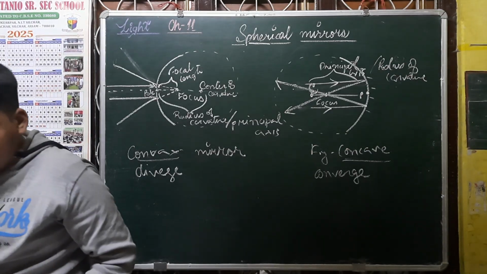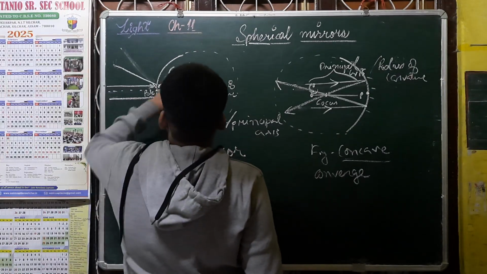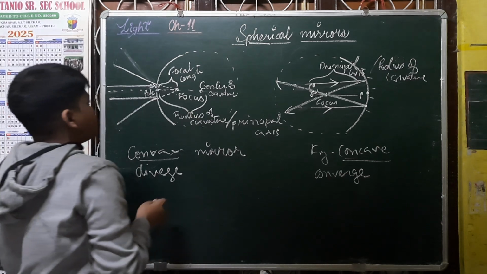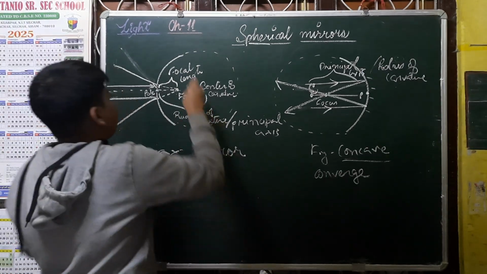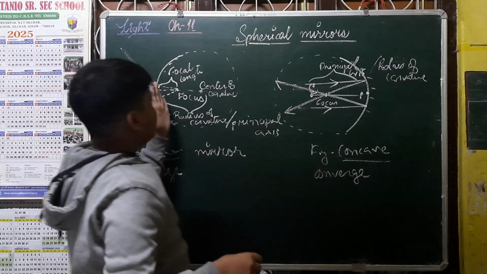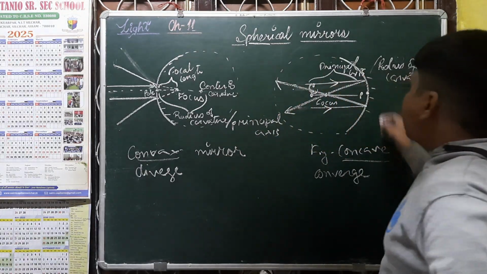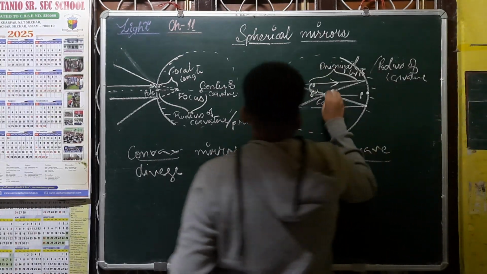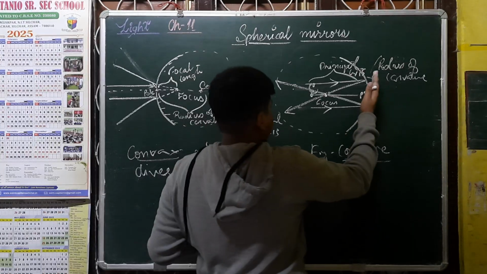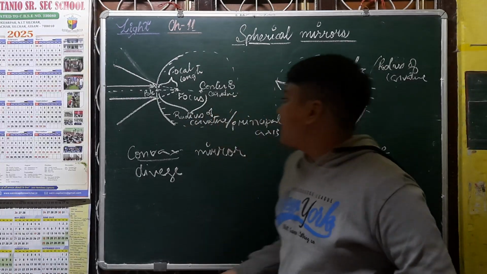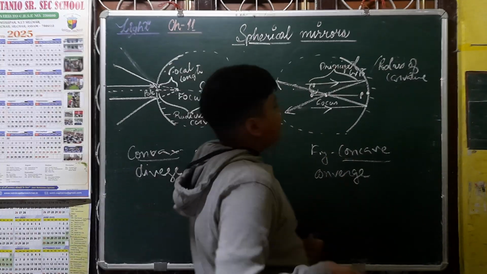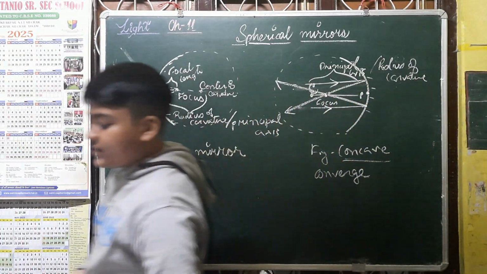And always remember, the focal length, radius of curvature, focus, center of curvature, principal axis, all these are behind the mirror in a convex mirror. In a convex mirror, all these things are behind the mirror. But in a concave mirror, the focus, center of curvature, principal axis, focal length and everything is in front of the mirror, not behind. Convex mirror and concave mirror are very different and the opposite of each other.